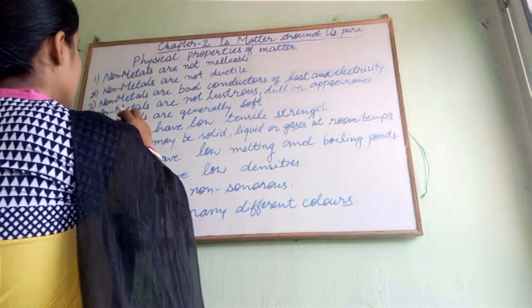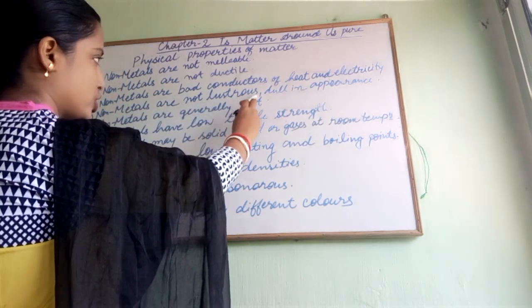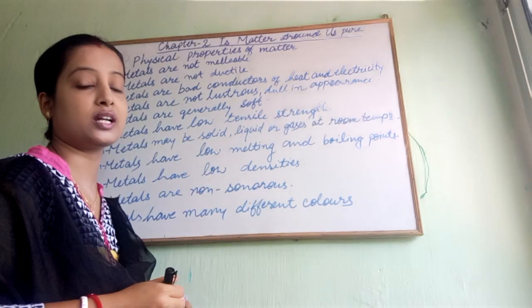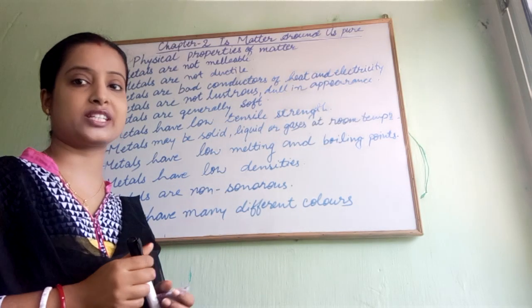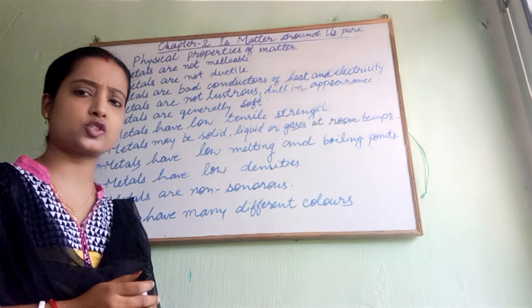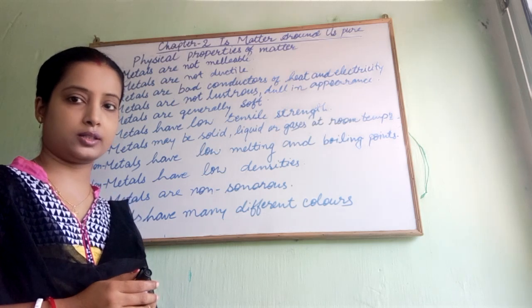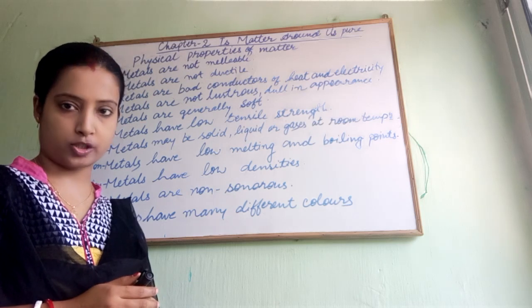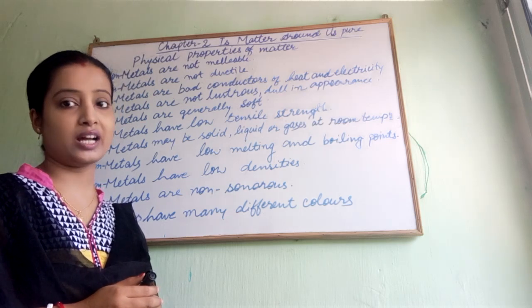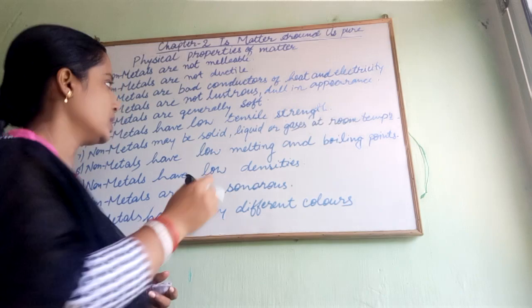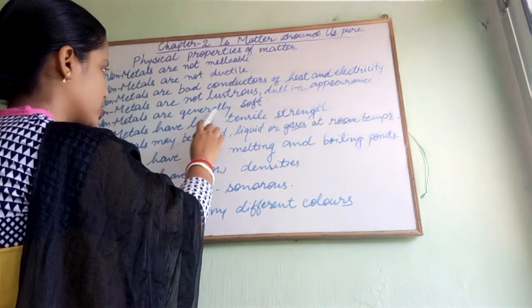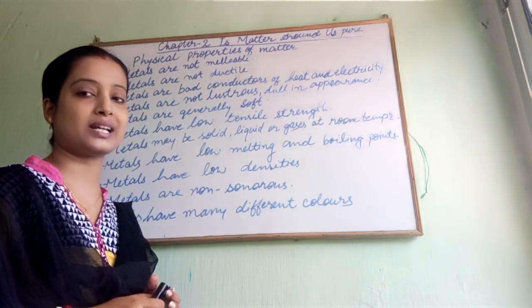So now, non-metals are not lustrous, dull in appearance. Yes children, non-metals are not lustrous, they don't have a shiny appearance on their surface. Instead they are dull, and they cannot be polished also. So they are non-lustrous. Now non-metals are generally soft. Yes children, non-metals are generally soft.